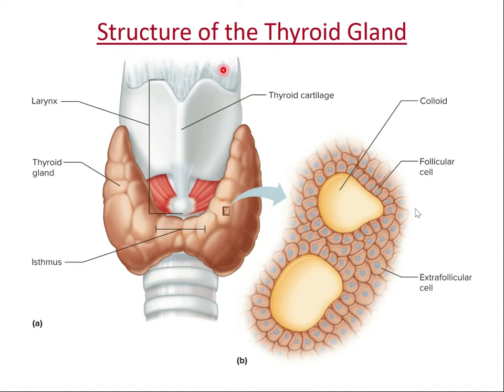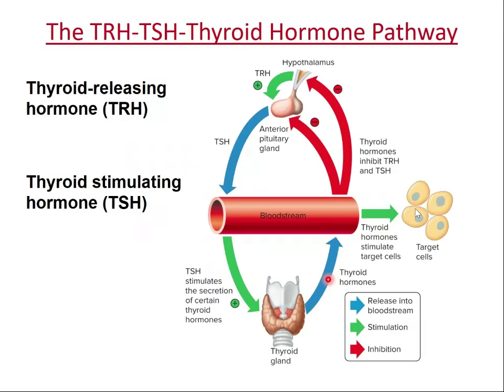So looking at the structure and location, we have the larynx, and then we have inferior and anterior to that the thyroid gland. And as we can see, we have these follicular cells that will produce the hormones that will be released into the bloodstream. So when it comes to the pathway of controlling or regulating the thyroid gland, we spoke about the hypothalamus, we spoke about the pituitary gland and the thyroid gland. So there is a pathway that connects all of them.